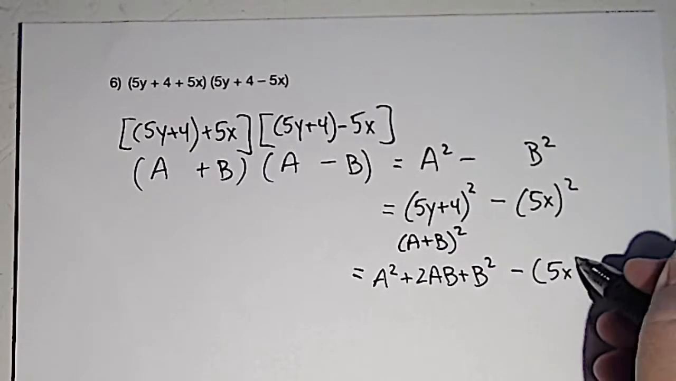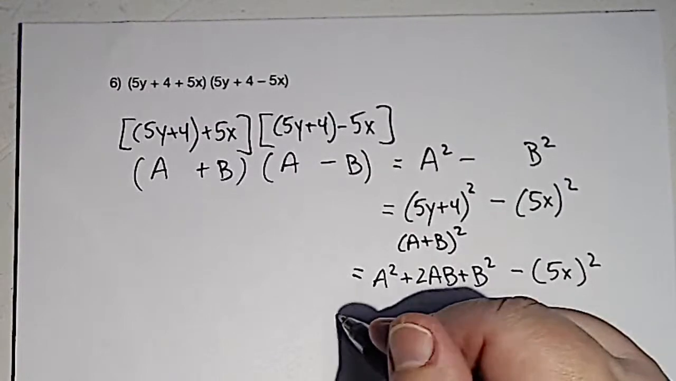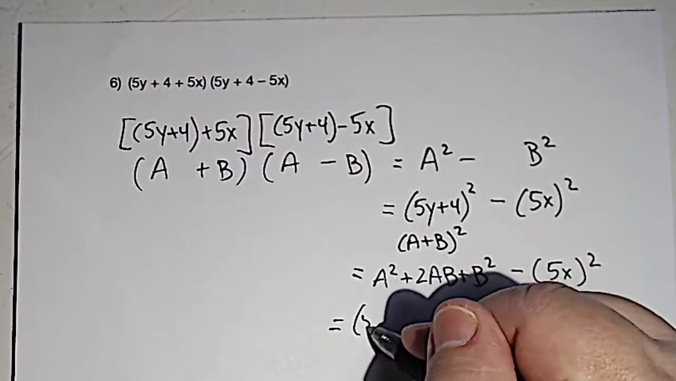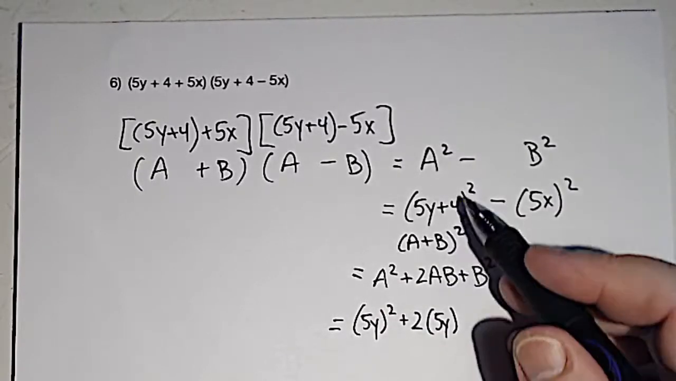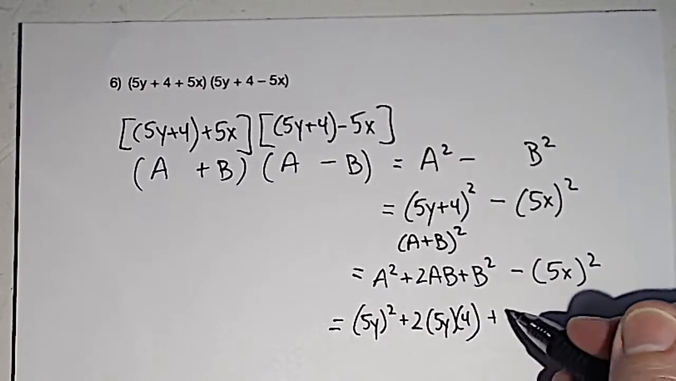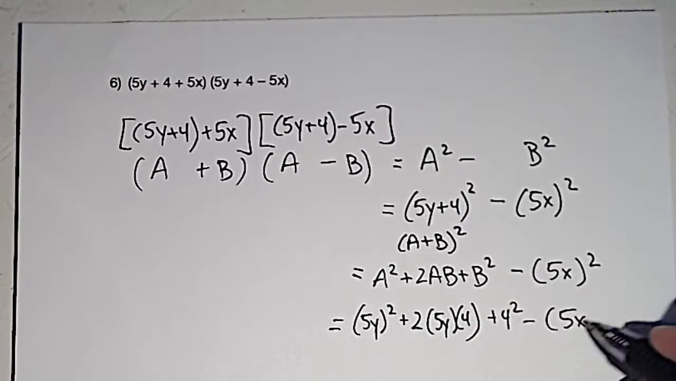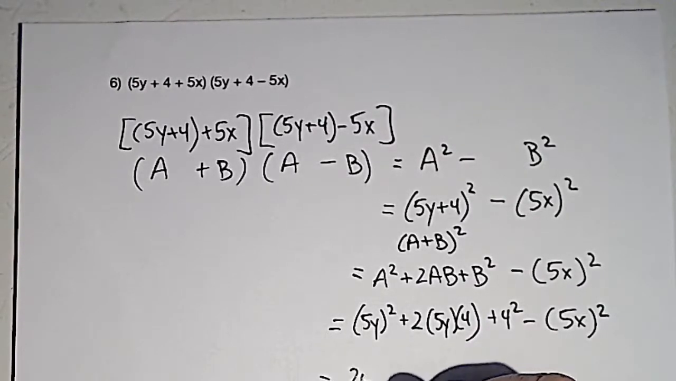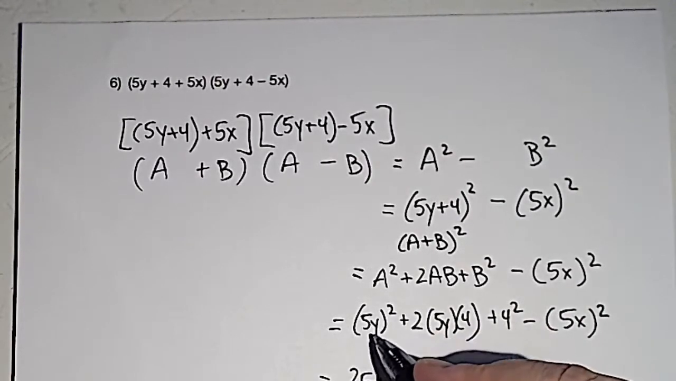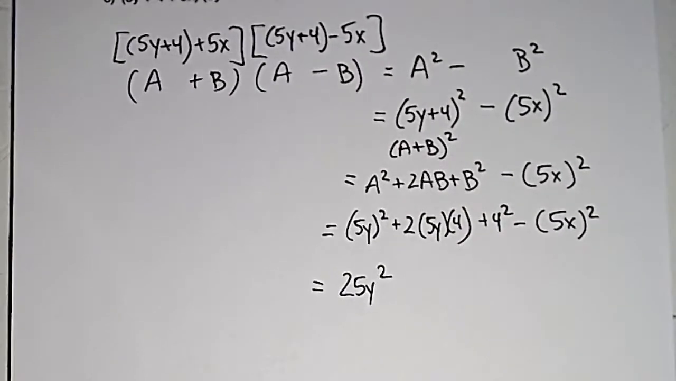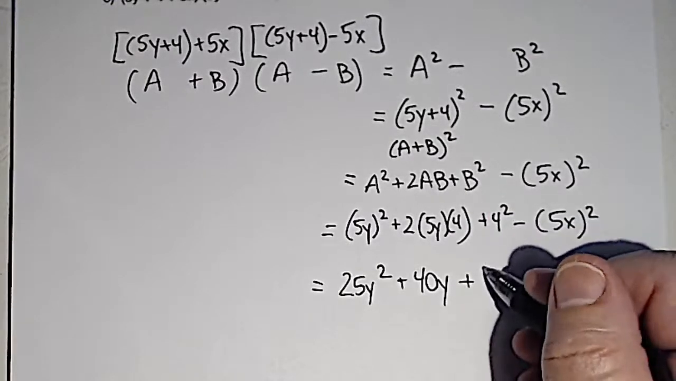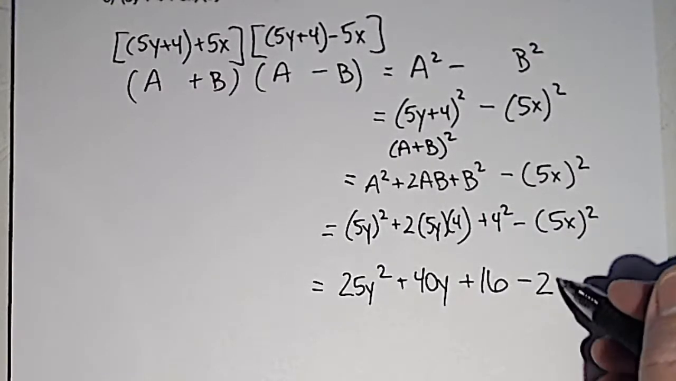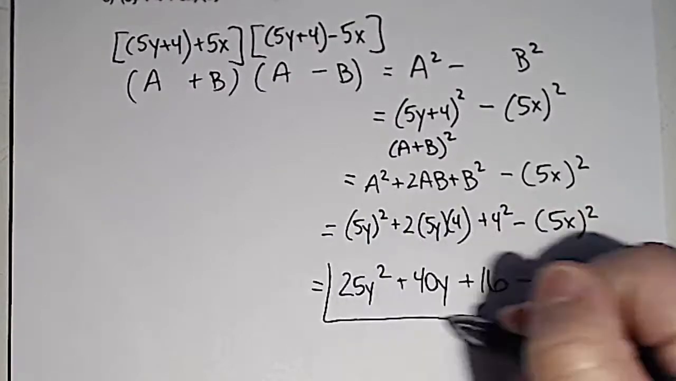Minus, and then we have that 5x, the quantity squared, right? So I'm going to have a is 5y, the quantity squared, plus 2 times 5y, b is 4. I get 25y squared because both of those get squared. I get 2 times 5y times 4, that's 40y. 4 squared is 16, minus 25x squared.